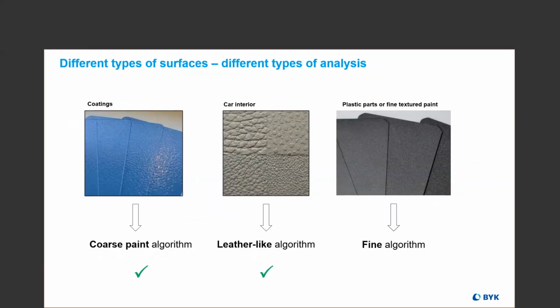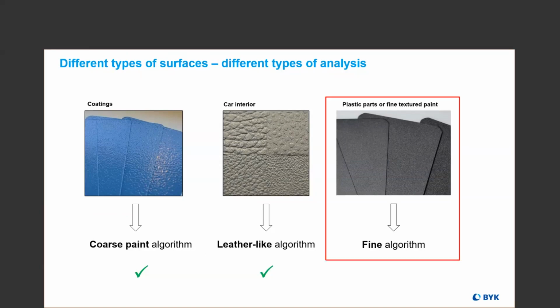All right, Coarse paint algorithm check, Leatherlike algorithm check. Let's now take a look at the fine algorithm, which is meant for both textured paints as well as some textured plastic parts.